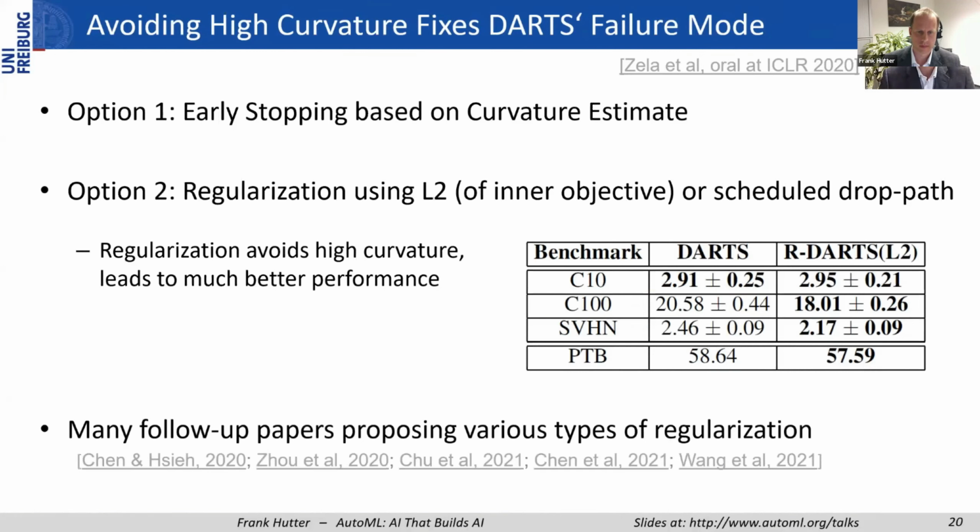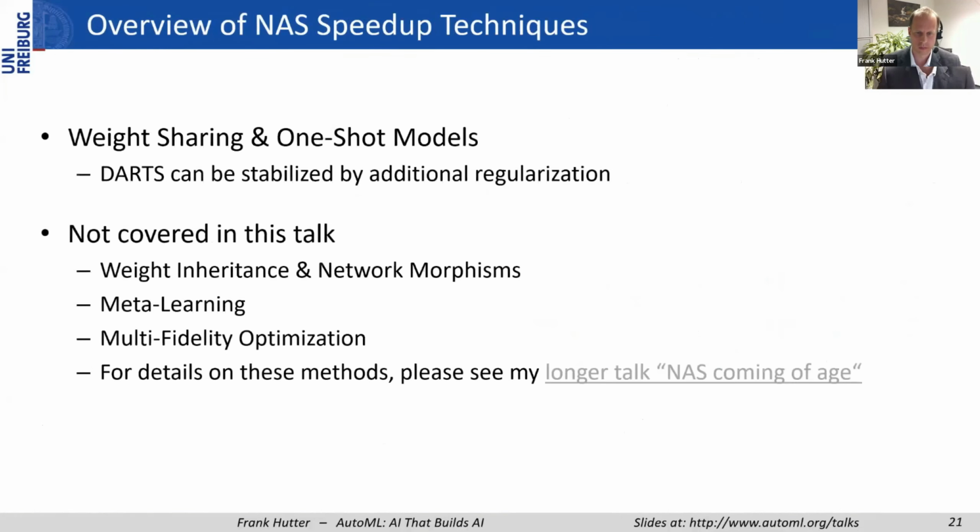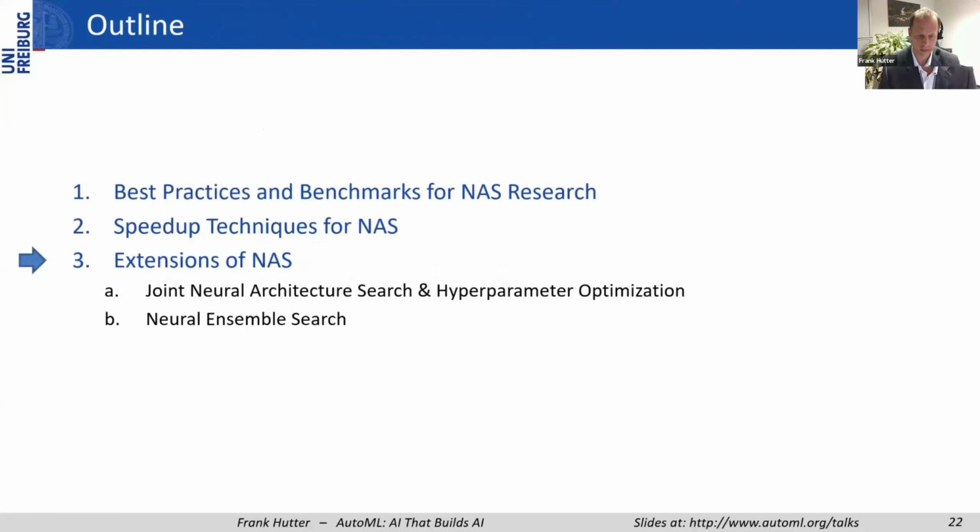All right, so I briefly spoke about DARTS and that it can be stabilized by additional regularization. I didn't go into details on these other methods here, weight inheritance, meta-learning, multi-fidelity optimization. And if you're interested in those, I would like to refer you to my longer talk, NAS Coming of Age, that is linked here. Then without further ado, I'd like to go to the last point in the talk, extensions of neural architecture search. So first, to joint neural architecture search and hyperparameter optimization, and then to neural ensemble search.